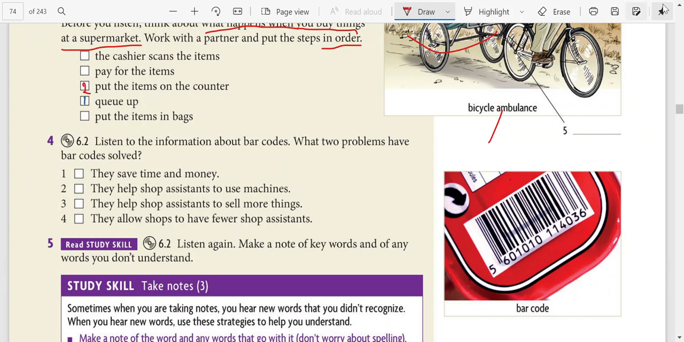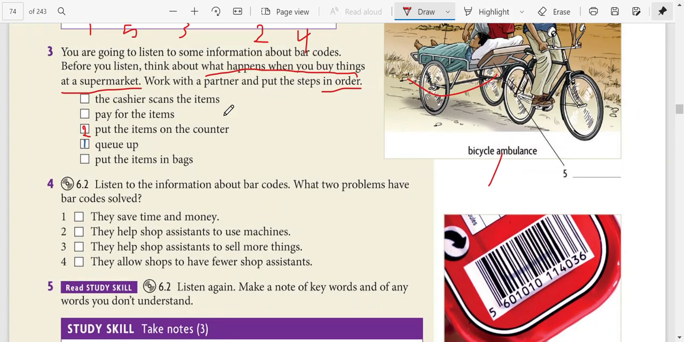Okay, back to here, back to exercise number 3 and tell me: Put the items on the counter.